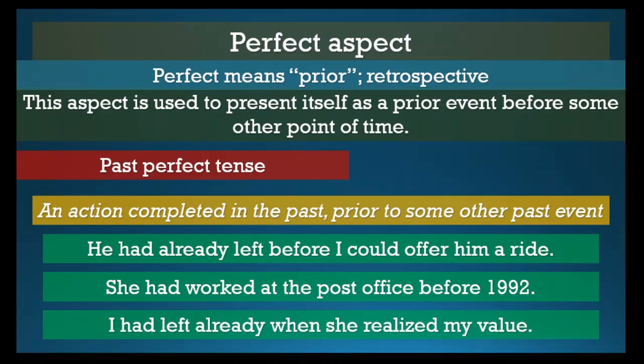Another example is this. He had already left before I could offer him a ride. The leaving part happened prior to, or before, the offering of the ride. Okay, so just remember that again, the past perfect tense aspect is, number one, used to allow the speakers to talk of an action completed in the past prior to some other past event.